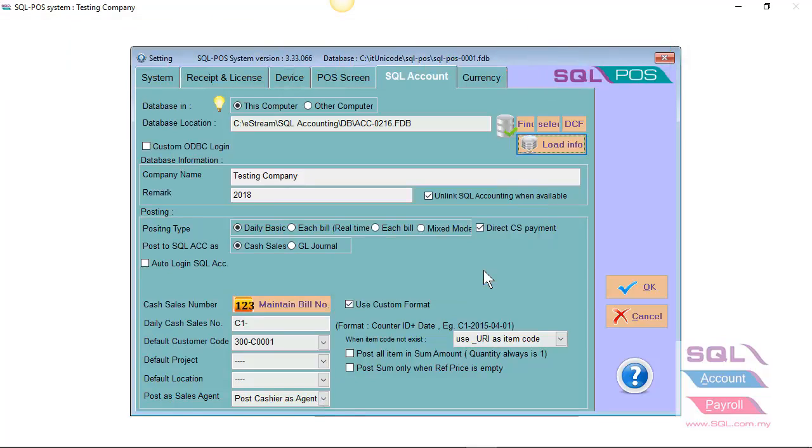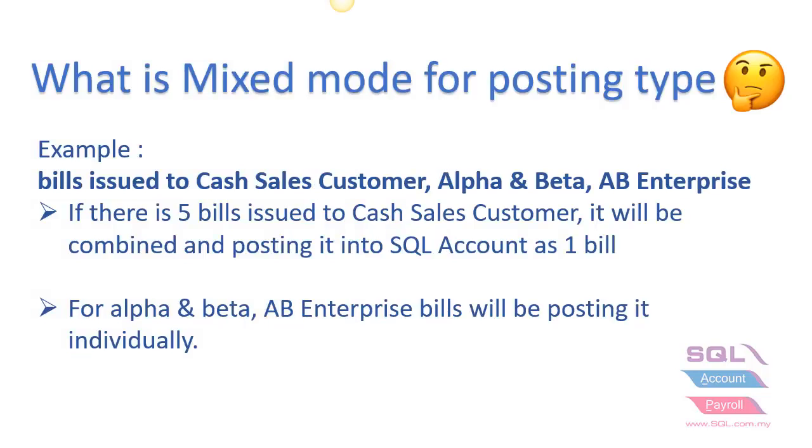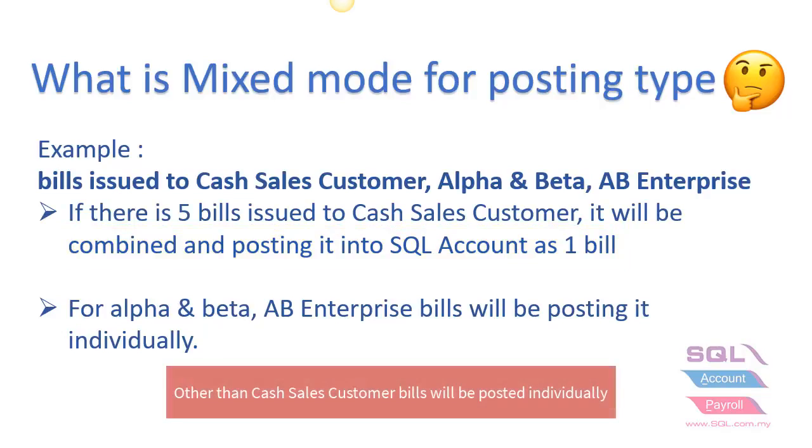There are a few options for posting type. You can set either by daily basis, each bill in real time, each bill, or mixed mode. So what is mixed mode in SQL POS? For example, you issue bills to cashier's customer, Alpha and Beta, AB Enterprise. If there are 5 bills issued to cashier's customer, they will be combined and posted into SQL as one bill. For Alpha and Beta, AB Enterprise, the bills will be posted individually.